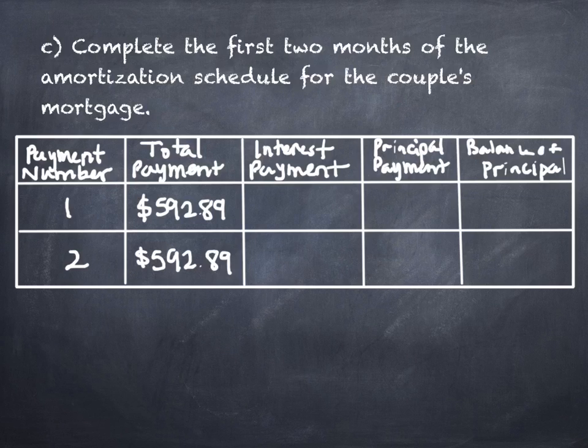Now comes the more interesting part. It has to do with the interest payment. So we're going to start with month 1. In our first month, we have to find our interest, and we've already had an interest formula that we've used before, I equals PRT, which is exactly the interest formula we're using now.